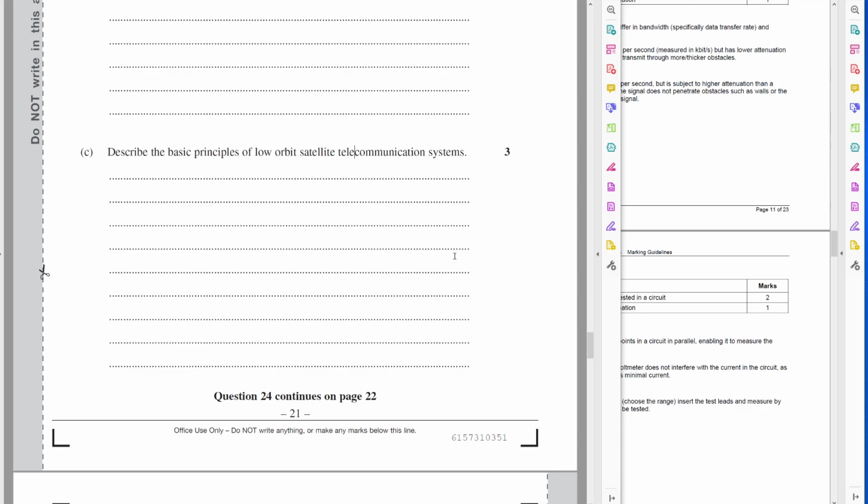Describe the basic principles of low orbit. It's a very vague question, which is both good and bad. It gives the markers a lot of flexibility, so that if they can see nobody answers this question well, they can be flexible in how they mark it. Whereas it's bad because a lot of people will see this question, just panic, and won't write anything.